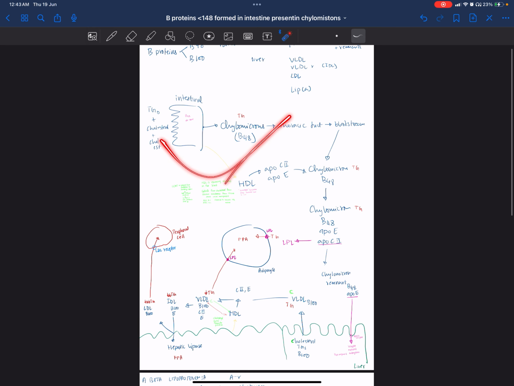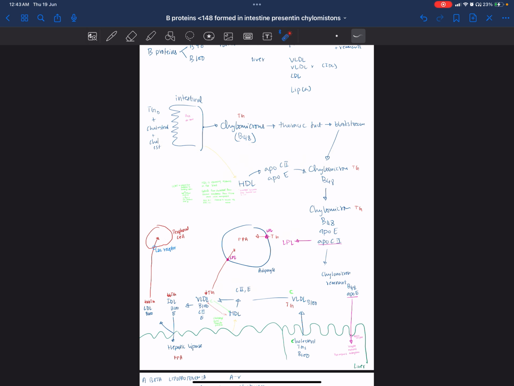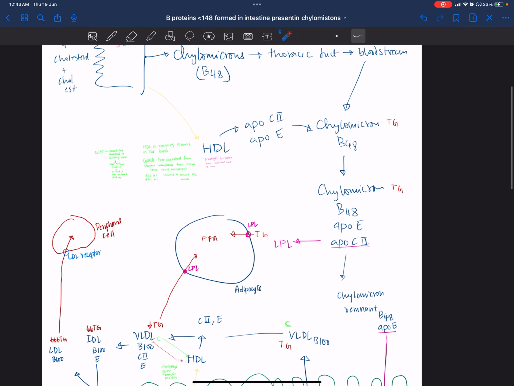So from everywhere in the body, all of that cholesterol will go to HDL. Even the dietary cholesterol, everything will try to go to the HDL, which will take it back to the liver from the body. Now, HDL was a scavenger. The HDL is helping in so many ways.